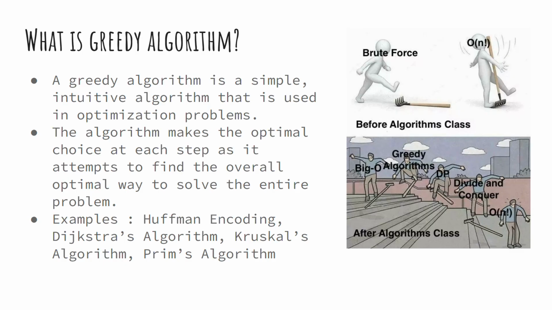Alright, so what is a greedy algorithm? A greedy algorithm is basically a simple, intuitive algorithm that is used in optimization problems. What a greedy algorithm does is it tries to make the most optimal choice at every step while solving the problem, and then the most optimal choices eventually end up being the best overall choice for solving the problem. Some examples of greedy algorithms include Huffman encoding, Dijkstra's algorithm, Kruskal's algorithm, and Prim's algorithm.